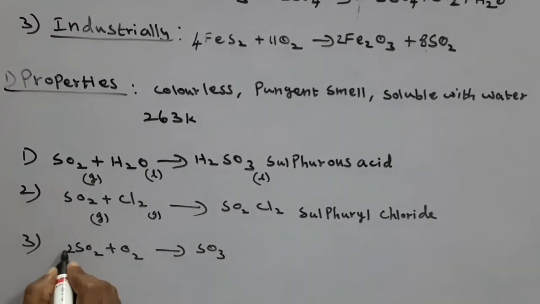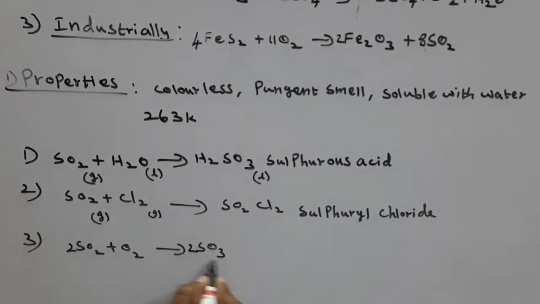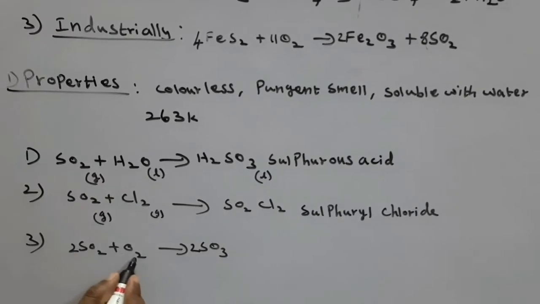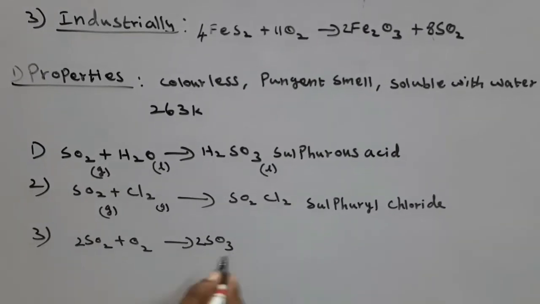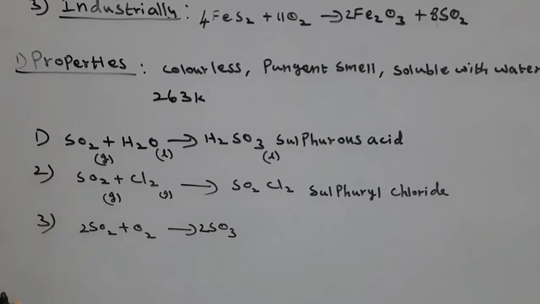And the third one: sulfur dioxide easily reacts with oxygen to form sulfur trioxide. So 2SO2 plus O2 gives 2SO3. Oxygen count: 4 and 2 make 6. So sulfur trioxide. These are chemical properties.